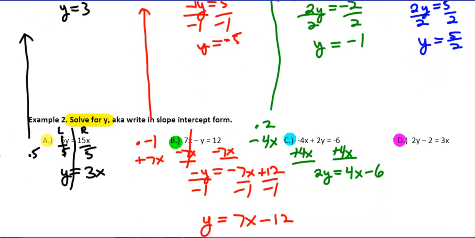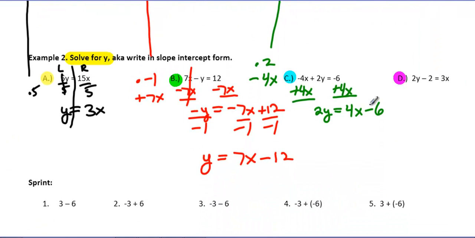Again, it's minus because the sign in front is a negative 6, so the negative becomes a minus sign. Back to solving: I took care of this, now I have to take care of that, and I divide each and every piece by 2. That's going to cancel, I get y equals 2x minus 3.